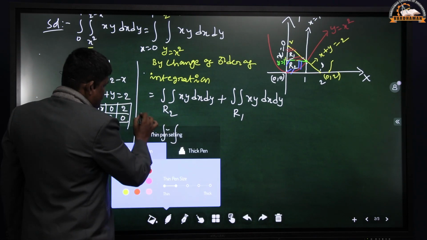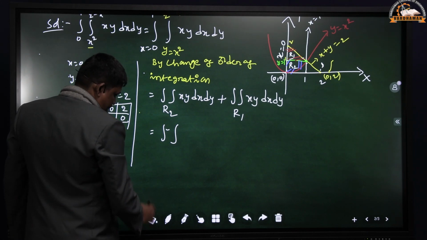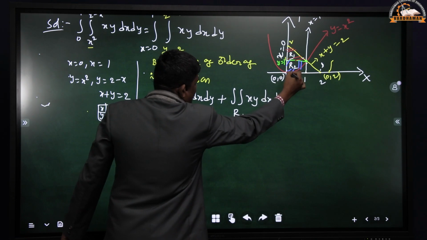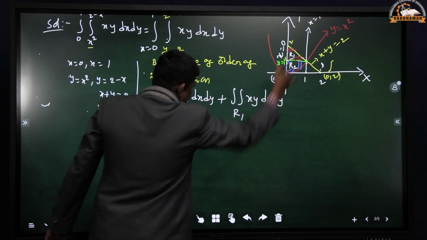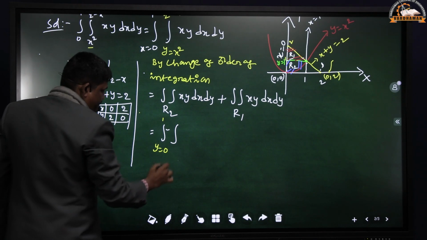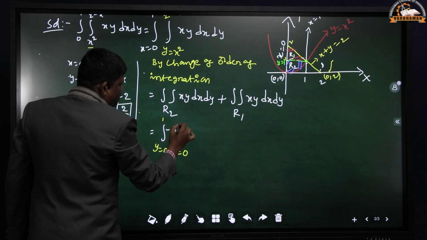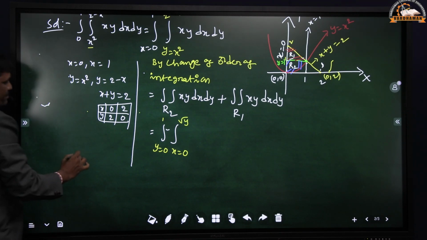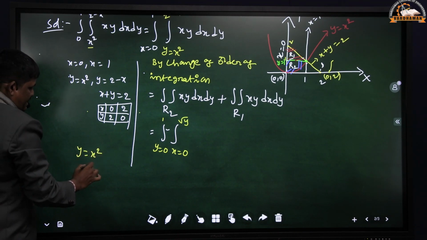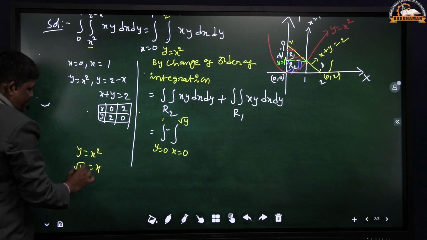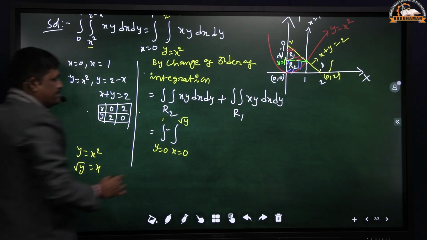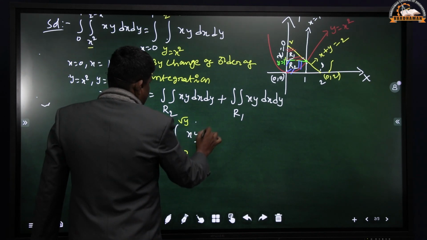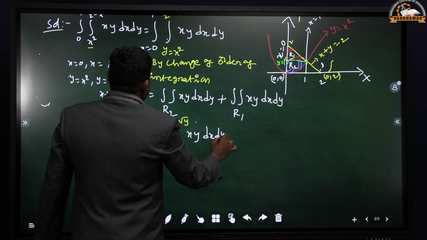Let's make the integrations. You are going to get y is 0 to 1, and x is this. At the parabola you are going to get x is equal to 0 to square root y. How did I get x is 0 to square root y? They have given y is equal to x square, then you can make x is equal to square root y. Then as it is, you are going to get xy dx dy.